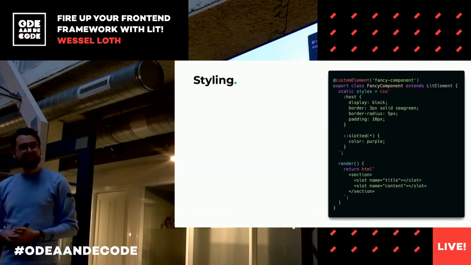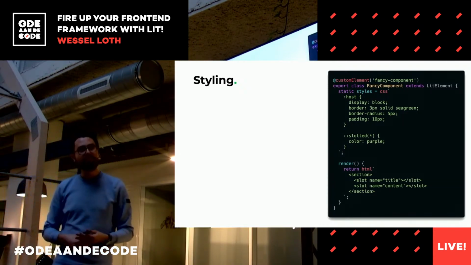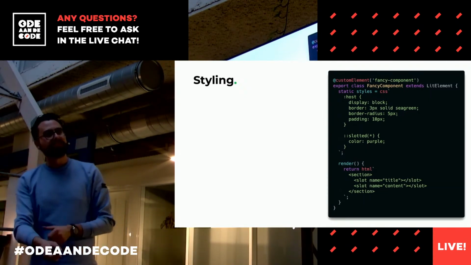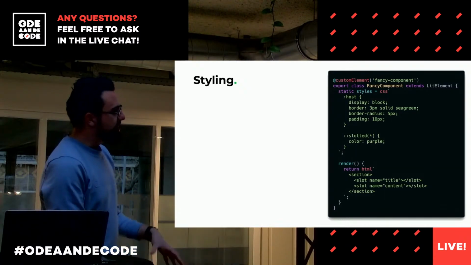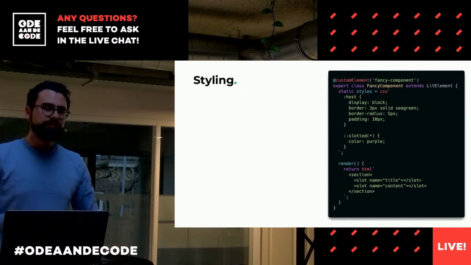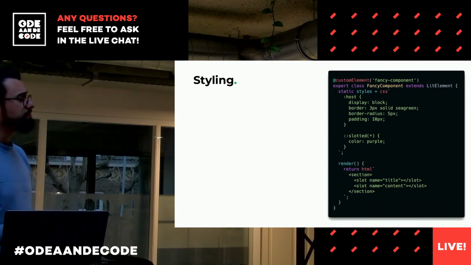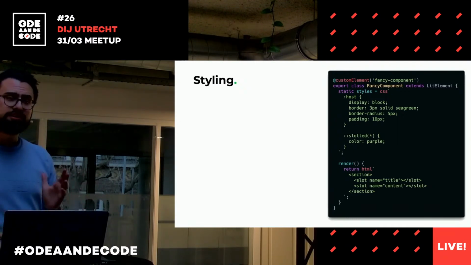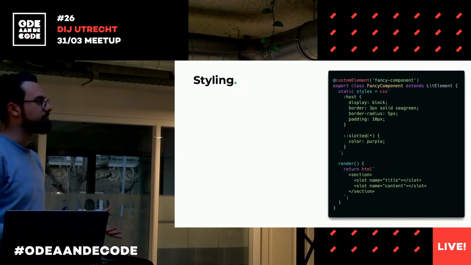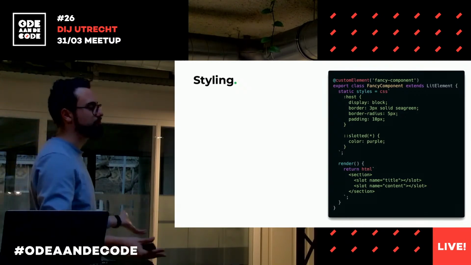So let's talk styling. I showed you a very small example before. This is a bit more of a detailed example. With styles in Lit, you have to register them on the component itself, but that doesn't mean that the style sheet has to be inside of the component. You can just import it from some other place.